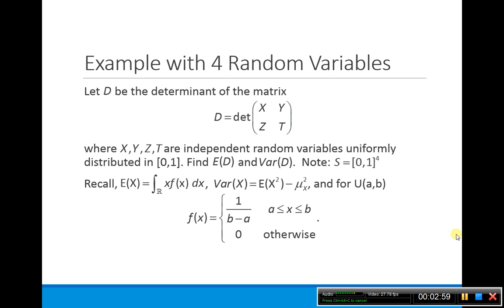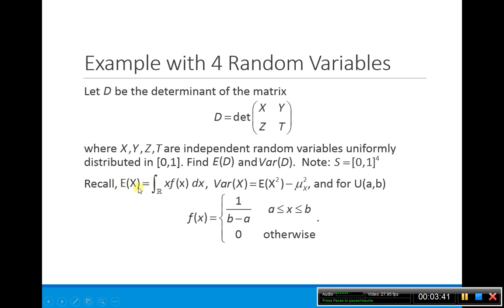So, an example with 4 random variables. Let D be the determinant of a matrix, and let's assume that these are random variables. Maybe they're uniformly defined. So these are uniformly distributed on the interval 0 to 1. Here x, y, z, and t are all uniformly distributed random variables on the interval 0 to 1, and we want to find the mean and the variance for our determinant D. Here our sample space is 0 to 1 to the 4th.